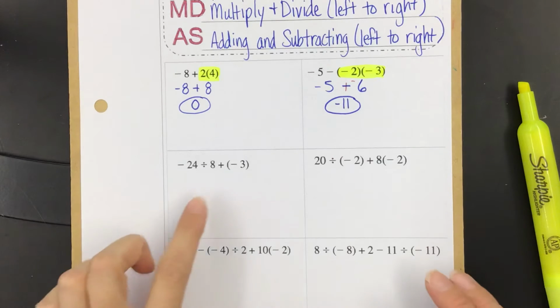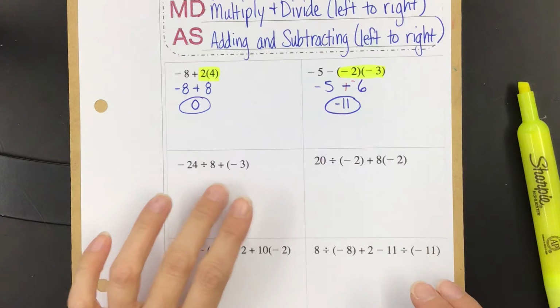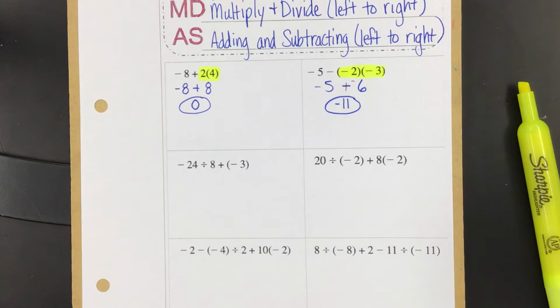Okay, why don't you guys try this one on your own real quick. You have to think which operation comes first, the division or the addition. Okay, try that.